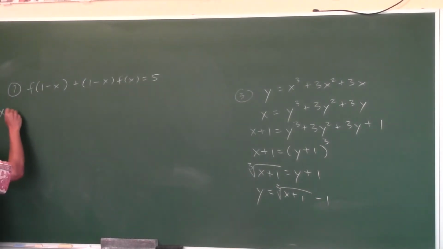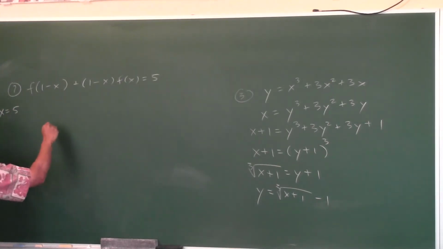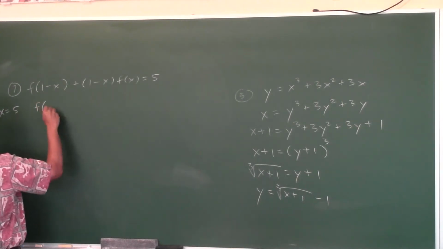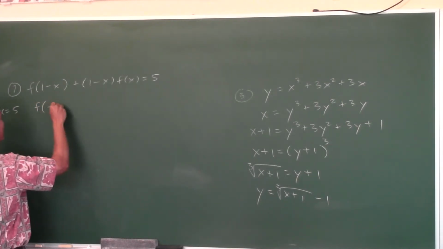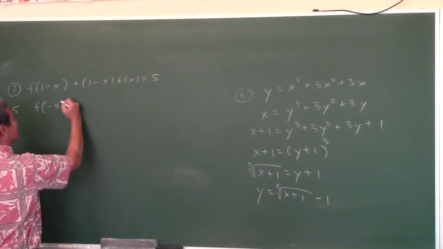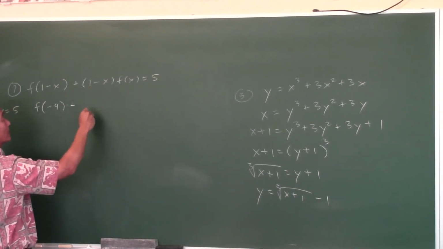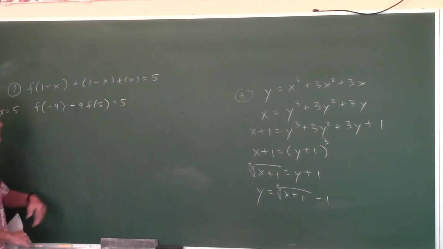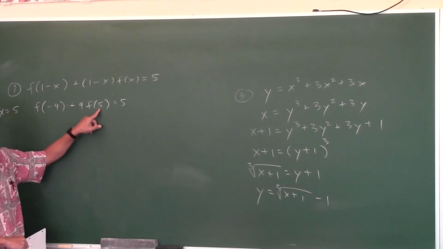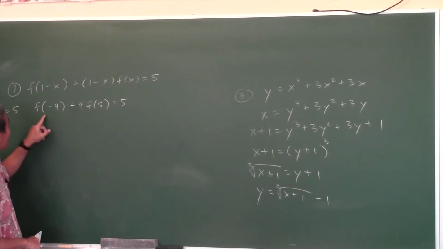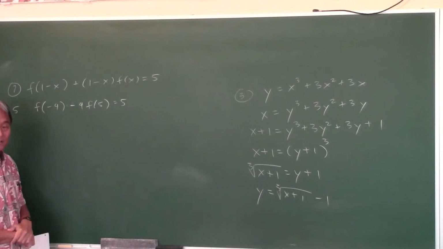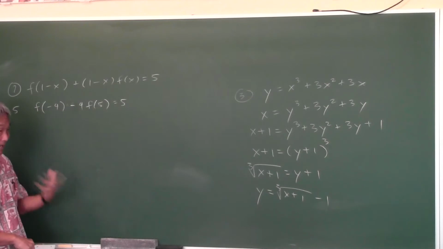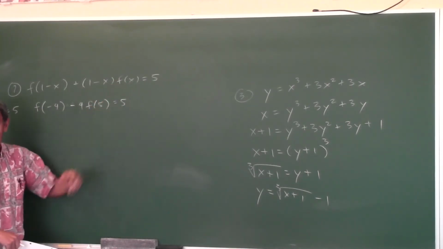So basically, you're just going to plug in numbers. That's what you're going to do. So plug in 5 wherever you see x. Go. f of negative 4 plus, except it's going to be minus, 1 minus 5 is what? Minus 4 times f of 5 is equal to 5. See? That's f of 5. That's what you're trying to find. But in order to compute f of 5, now you need to know f of negative 4. So how am I going to do that?